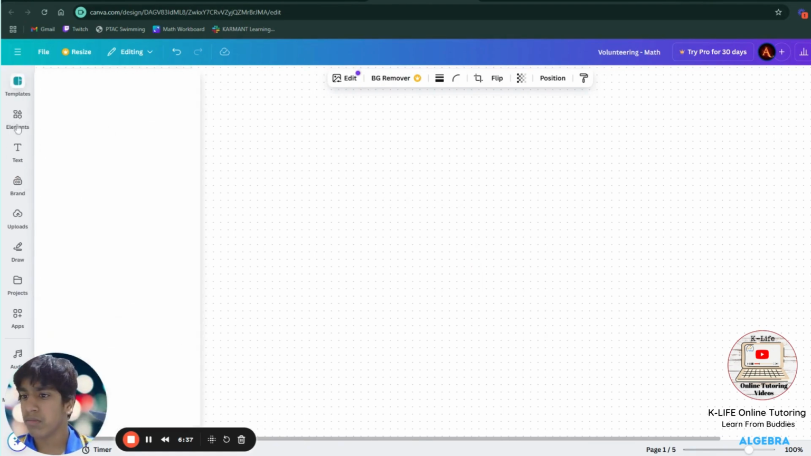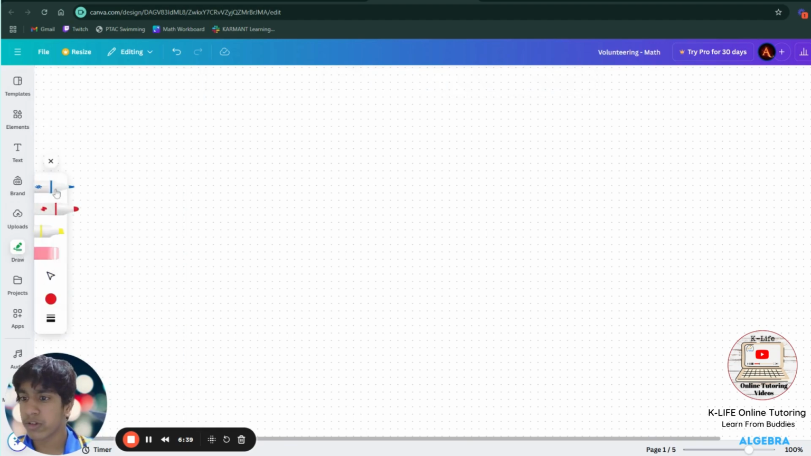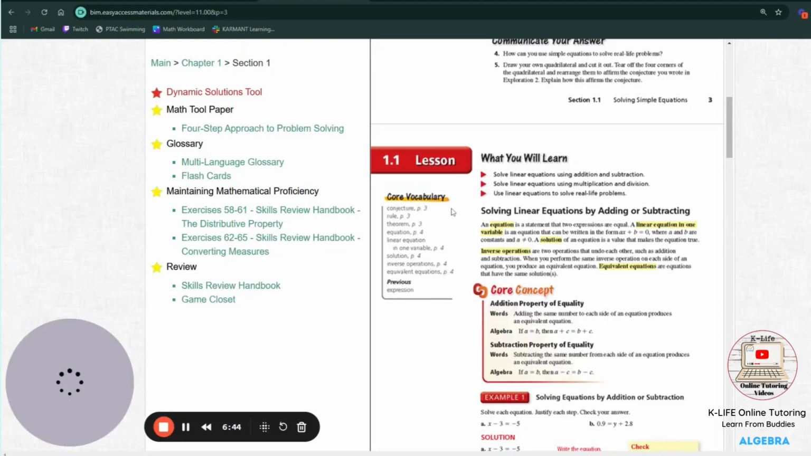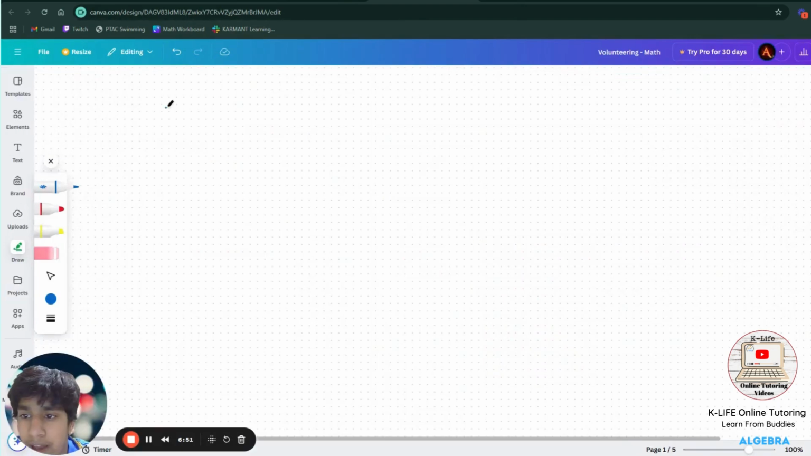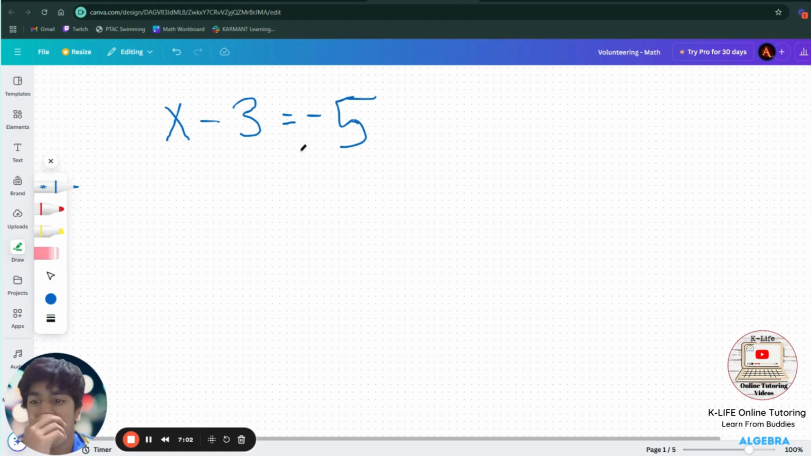So now, I'll just go to the tutoring tool and show it to you. I'll take the small one. So for example, the first one says x minus 3 equals negative 5. So I'll just write it out for you guys. x minus 3 equals negative 5. Okay? Now, tell me if this is an addition or subtraction. You can pause the video if you want.